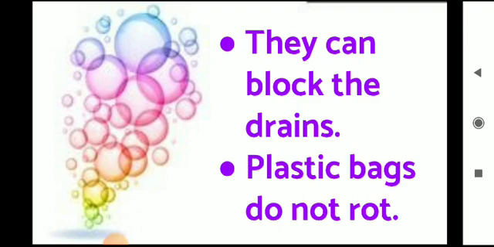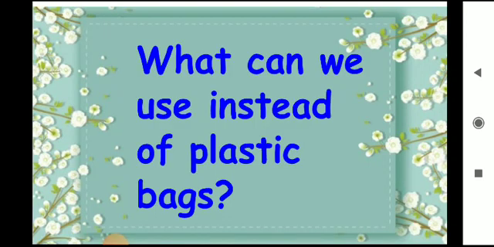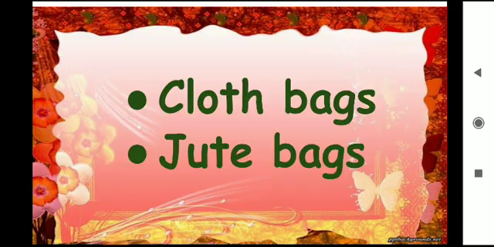And our second point may be, plastic bags also do not rot like vegetable peels and get mixed with soil. Okay? Plastic bags are non-biodegradable. They cannot mix with soil like vegetable and fruit peels. Okay? So, this is the reason why we say no to plastic bags. Clear? Our next question is, what can we use instead of plastic bags? We can use cloth bags or jute bags instead of plastic bags. Okay?